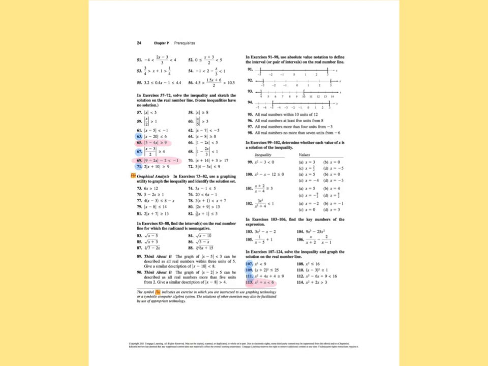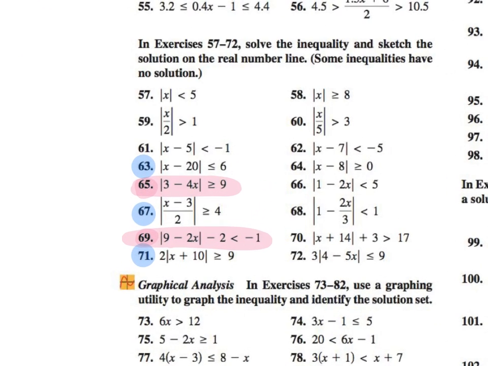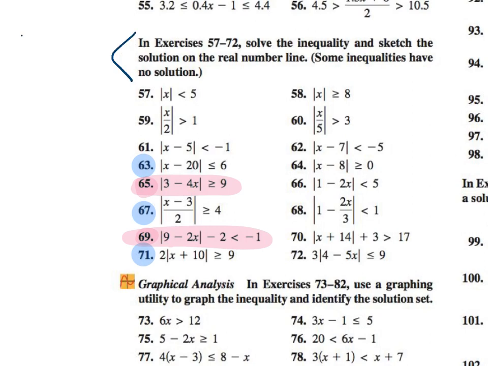So 60 was one of your inequalities, and then 65 and 69 are your absolute values. So remember here, if the absolute value is less than, it becomes an and statement. If the absolute value is greater than, it becomes an or statement. And so you split the or statement.